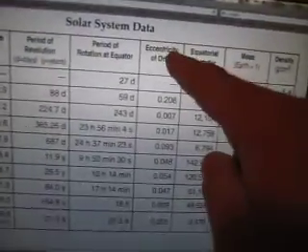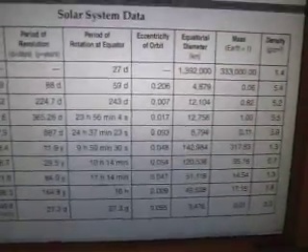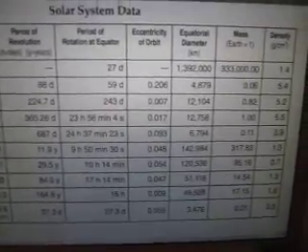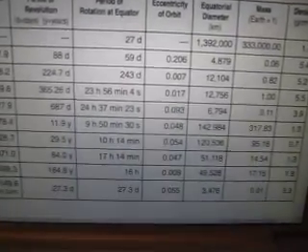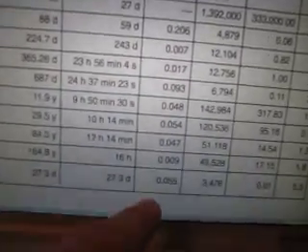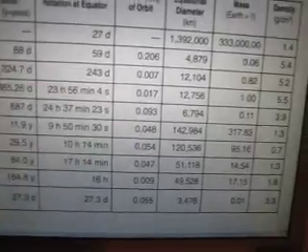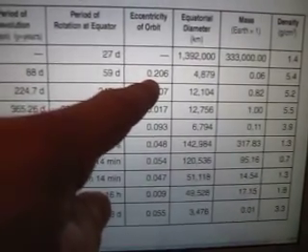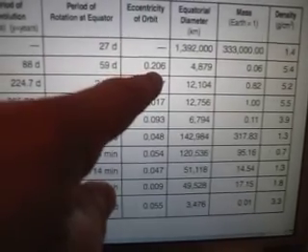Next column we have is eccentricity. This was the first lesson that I showed you guys a video on, and remember, eccentricity of orbit means how oval shaped the orbit is. The higher the number, the more oval shaped it is. So of all these planets, Mercury has an orbit that is most oval shaped. It's most elliptical, okay, with 0.206.